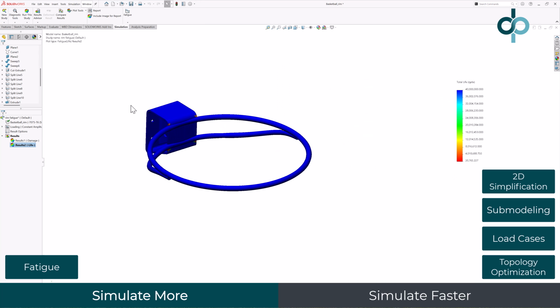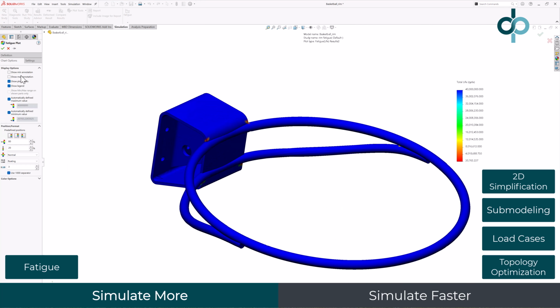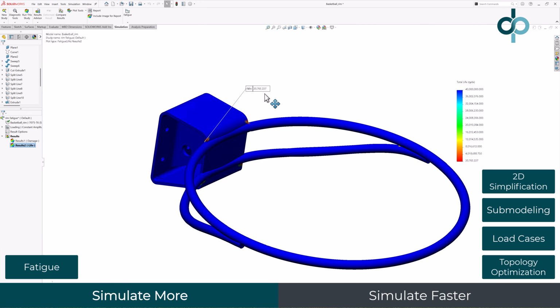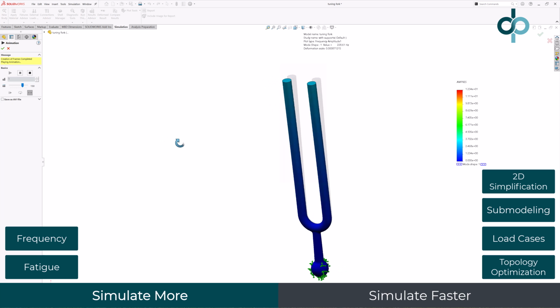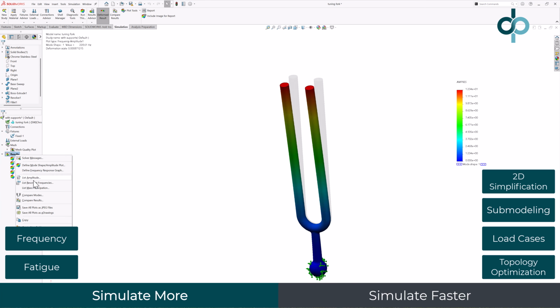Fatigue analysis shows you how a design holds up over years of use, not just a single load. Frequency modal analysis reveals whether vibration or resonance could lead to failure. Buckling studies ensure your design won't suddenly twist or collapse under loading. For handheld or consumer products, you'll explore drop tests to see how designs behave when they hit the ground.